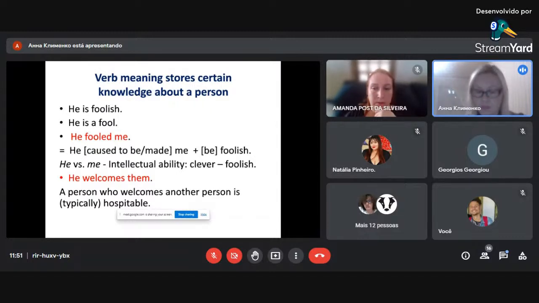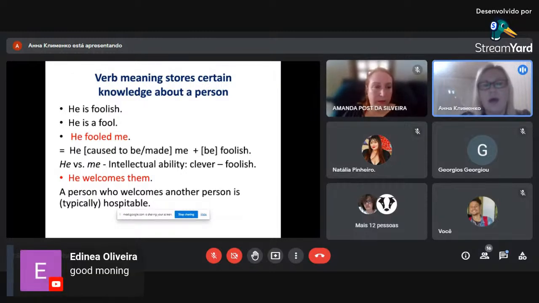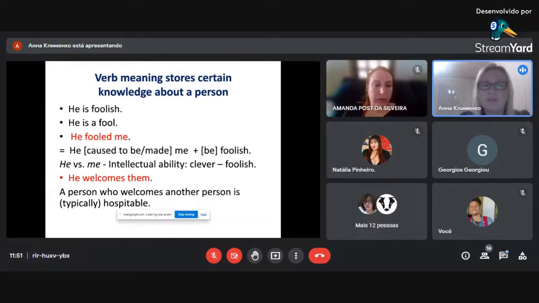Moreover, most of such verbs contain certain social, cultural patterns of judging a person's character by type of action. For example, he welcomes them: we consider that a person who welcomes another person is typically hospitable. So we have here a stereotype or a typical representative of the category and his characteristic feature. Moreover, we could draw information about the social roles: he would probably be the host, and them would probably be the guests in the situation described.